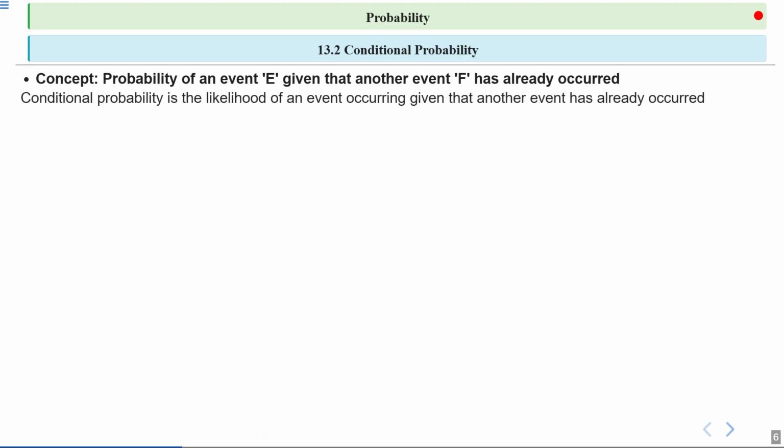So conditional probability is the likelihood of an event occurring given that the event has already occurred, right? Given that the event has already occurred. Okay.